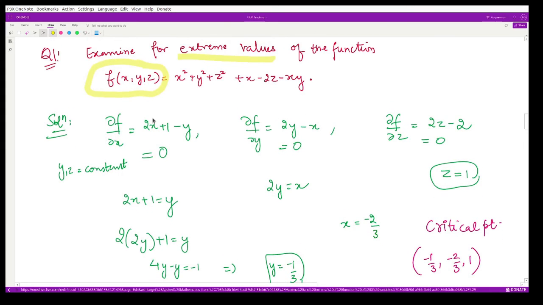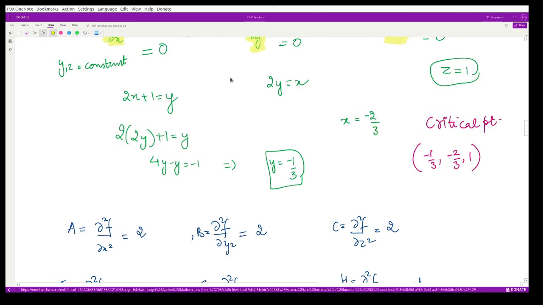The first step is computation of these first derivatives with respect to x, y and z. In the first case we can assume y and z to be constants, so that your partial derivative becomes 2x, and then according to this term plus 1, and then according to this term minus y. Similarly you can compute the other two partial derivatives. We can set them equal to 0. Once you do that, you have three equations. The first equation is 2x plus 1 is equal to y. The second one is 2y is equal to x. The third one is z is equal to 1.